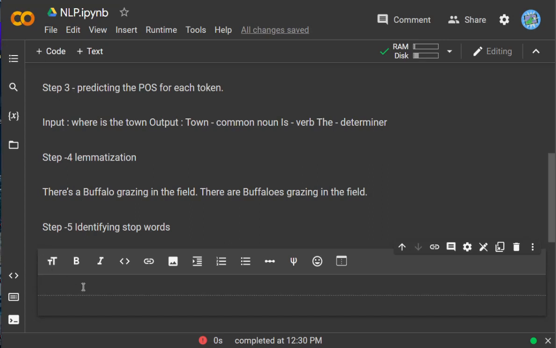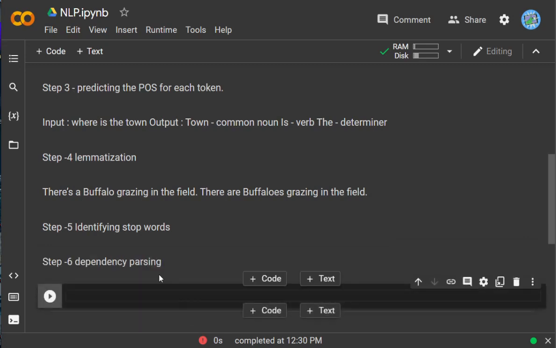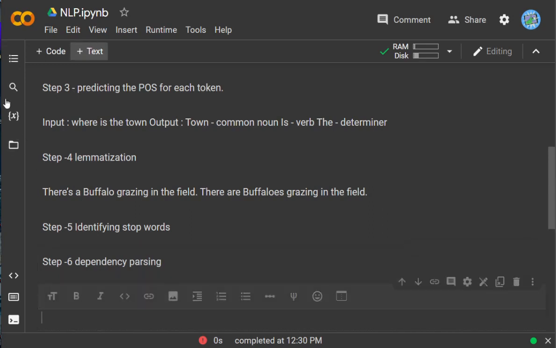Now similarly, we jump to step 6, which is dependency parsing. So what this means is finding out the relationship between the words in a sentence and how they are related to each other. We create a parse tree in dependency parsing with the root as the main verb in the sentence. So if we talk about the first sentence in our example, then "is" is the main verb and it will be the root of the parse tree.